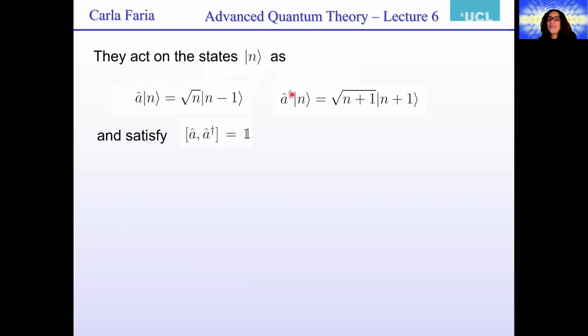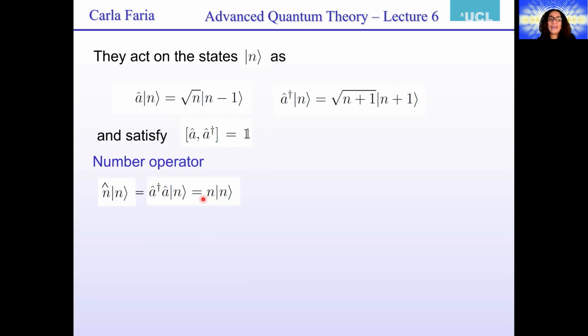Now, if you want to create or give energy to the system to make it go one level up, you apply a dagger to n, and this moves the state from n to n plus 1. You can also show that they don't commute. They satisfy this commutator relation: the commutator of a with a dagger is equal to the identity. This is very useful because depending on the problem you're solving, you may need to reorder things.